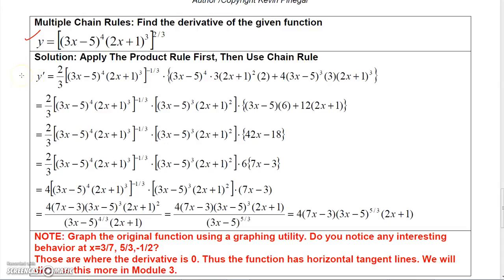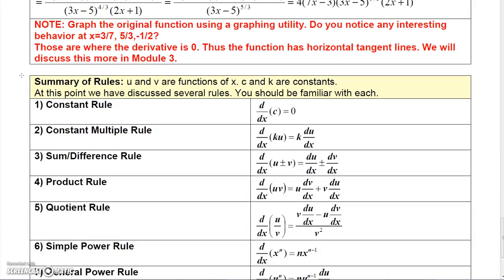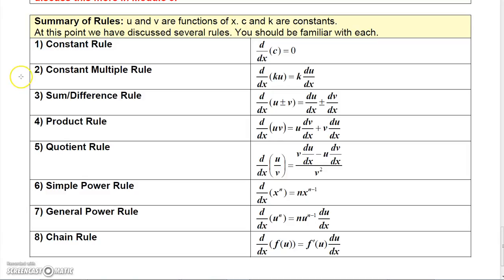you can go ahead and restart the video and look at the rest of it. And then read my notes in red there. And then at the end, there's a summary of the rules that we've talked about thus far. So basically, those are all the rules that we've talked about in the course so far for derivatives.